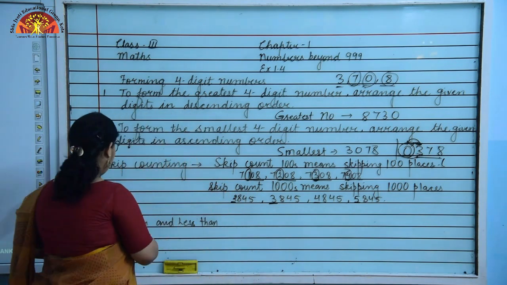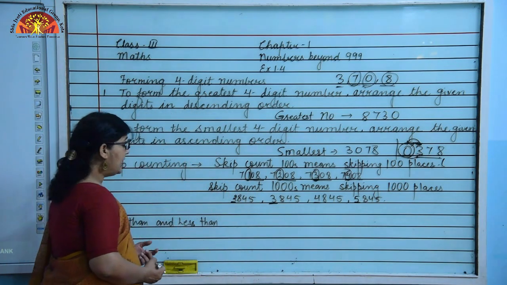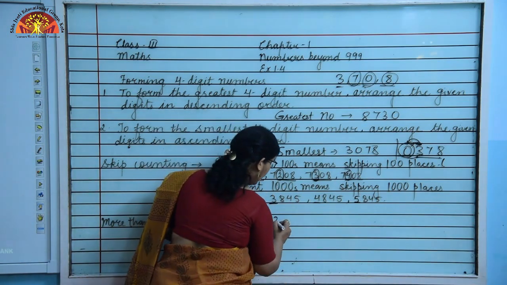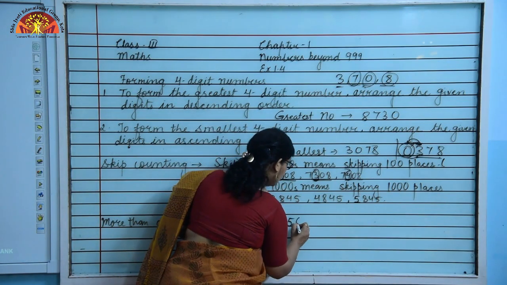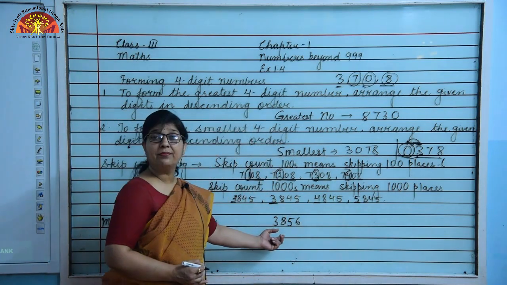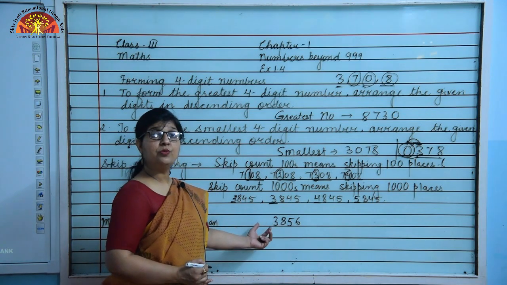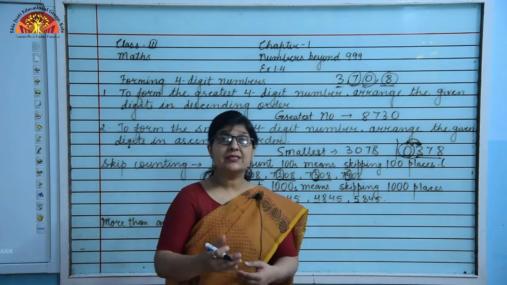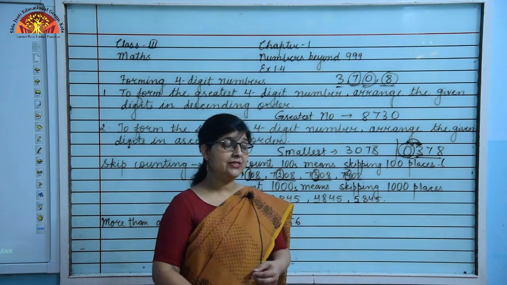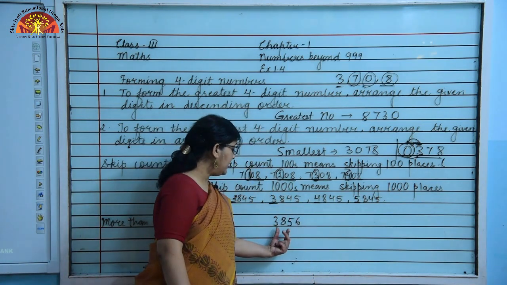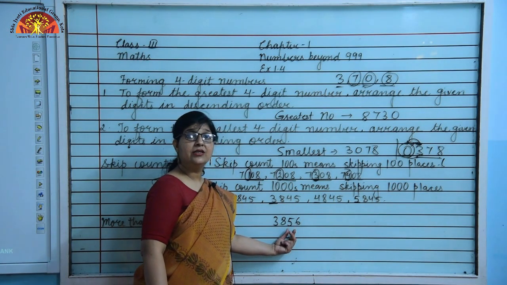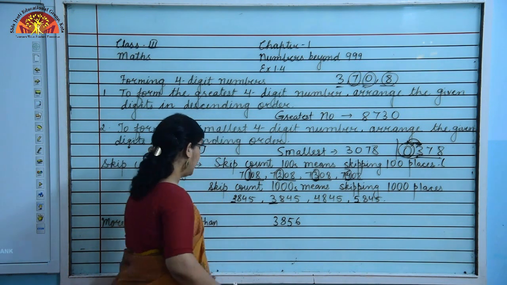Now students, we will discuss more than and less than. More than means, suppose we have the number 3856 and we want to write 2 more than this number. So what is more than? More than means adding, and less than means subtracting, minus from that number. So here I have the number 3856 and I want to write 2 more than this number.